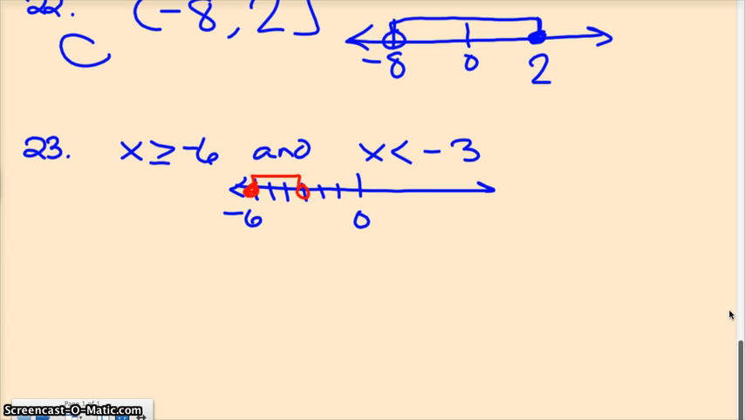and I'm smushed between. So my eyes go from left to right. What do I have first? I have a negative 6. Negative 6 is included, so it's a bracket, comma. The next number I have is negative 3. I did not color that in, so it's a parentheses. So it should be negative 6 bracket, negative 3 parentheses. That is letter C.